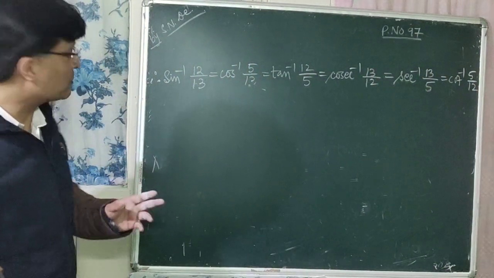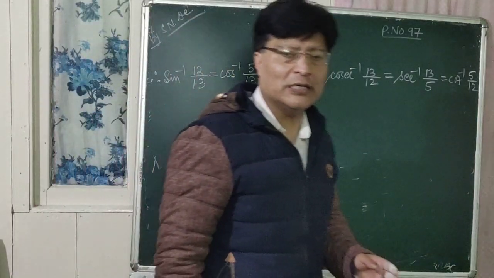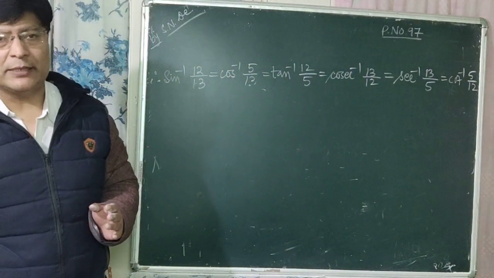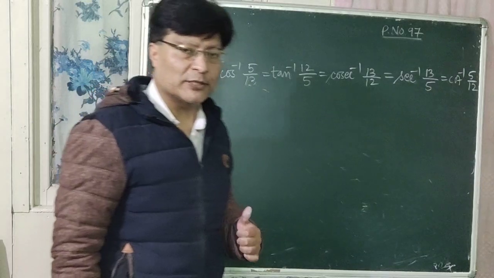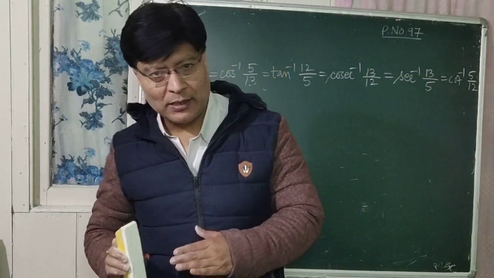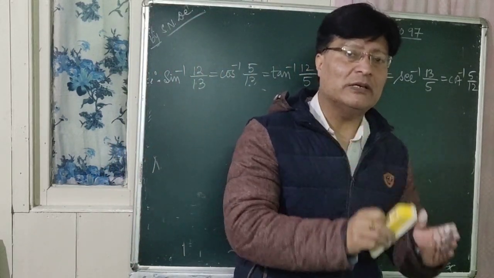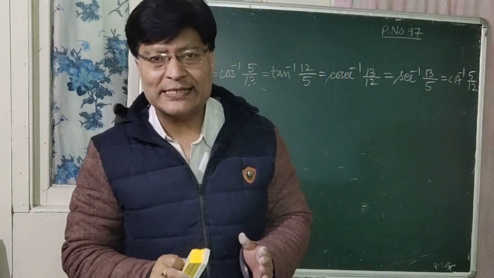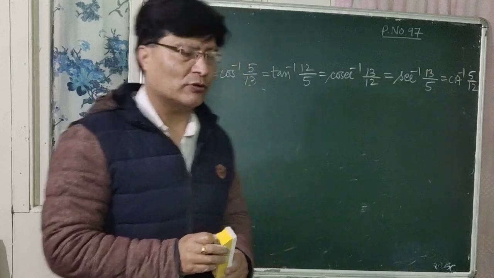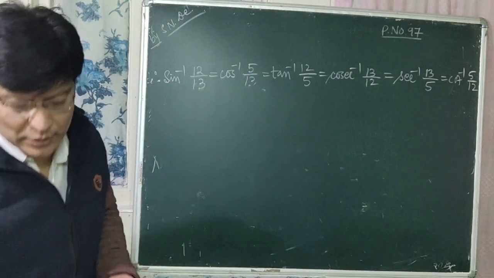So we have expressed sin inverse 12 by 13 in terms of other inverse circular functions. So your question, what do we understand from this question? If one of the inverse circular functions is given, then we can change that given inverse circular function into other inverse circular functions. Okay, is that clear now? You can copy it.